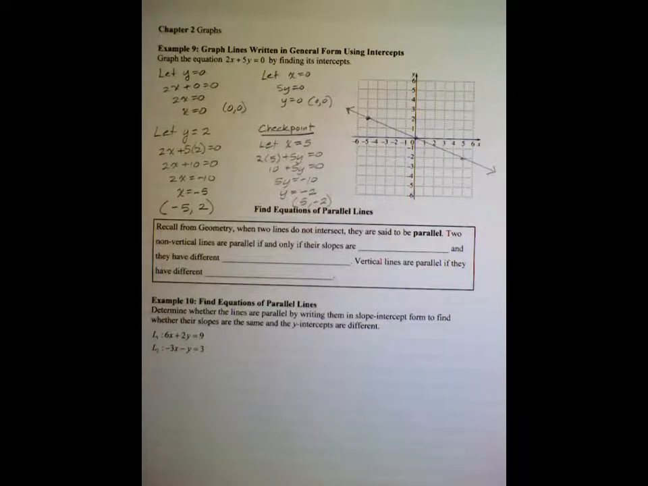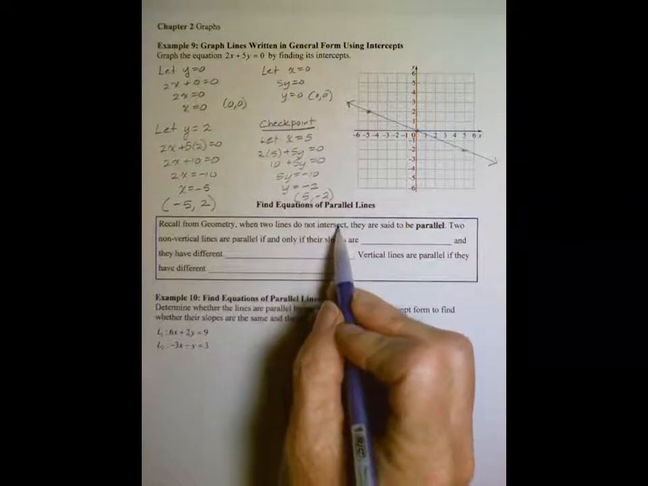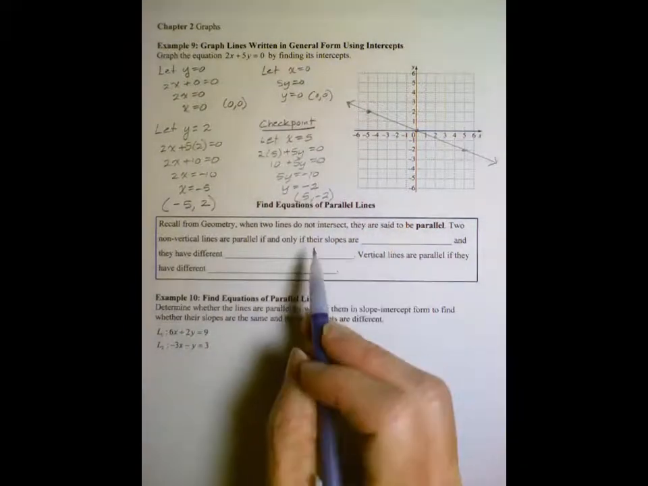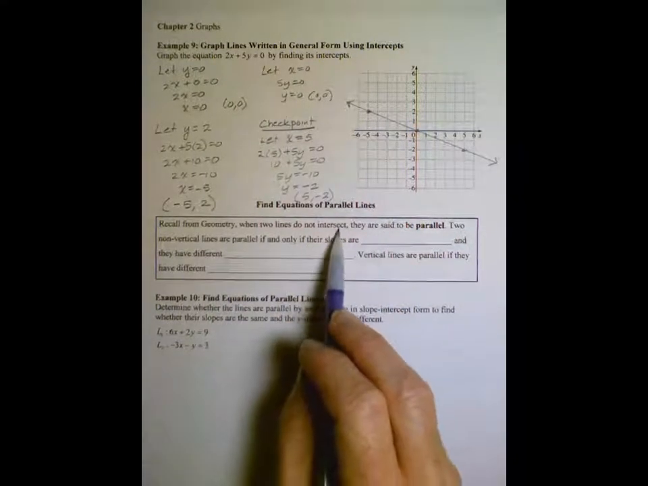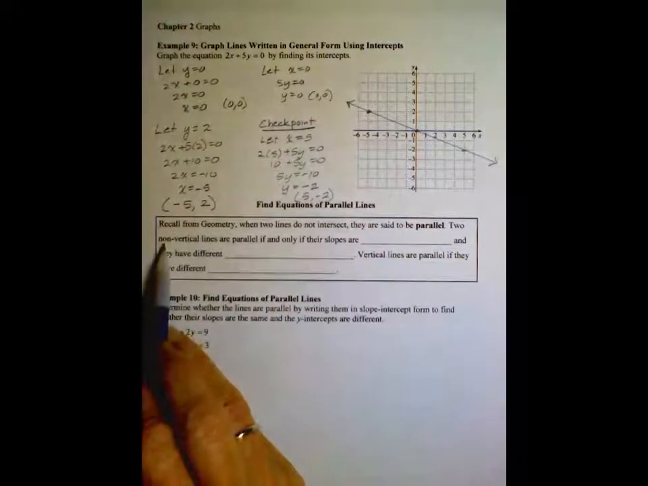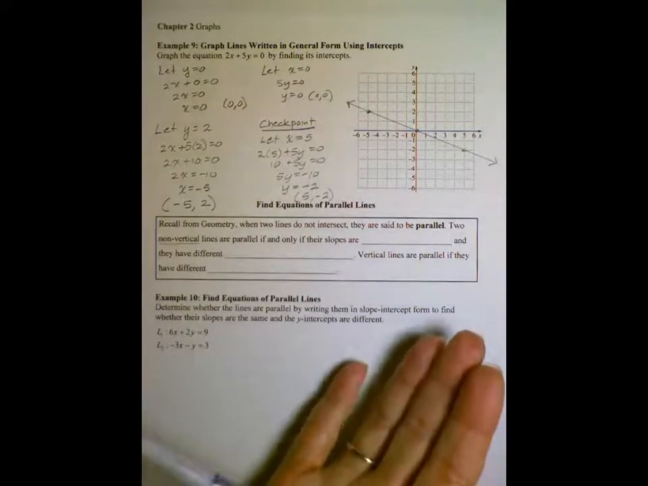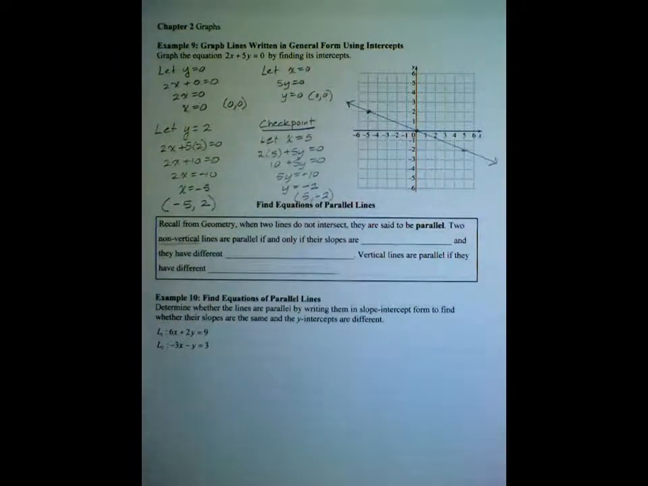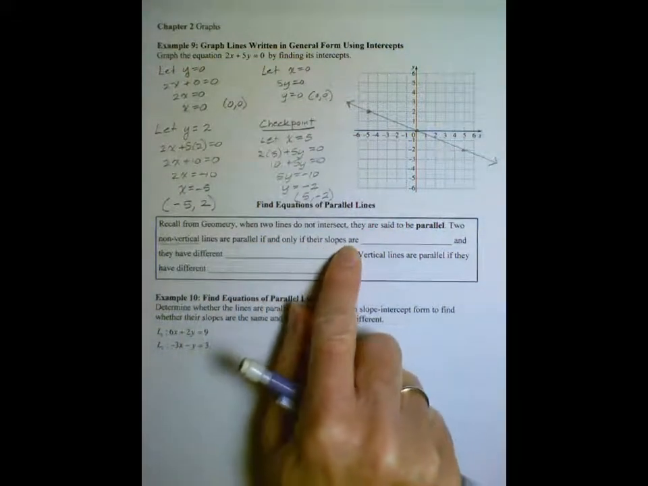Okay, so our last topics on lines are to look at parallel and perpendicular lines and the properties of those. So let's recall from geometry, when two lines do not intersect, they are said to be parallel. Now this is two lines in the same plane, okay? Two lines in the same plane that do not intersect are said to be parallel. Two non-vertical lines. Okay, vertical, remember there's something about those vertical lines with that undefined slope. So we constantly are kind of pulling them out of the definition. They get a special part of that.